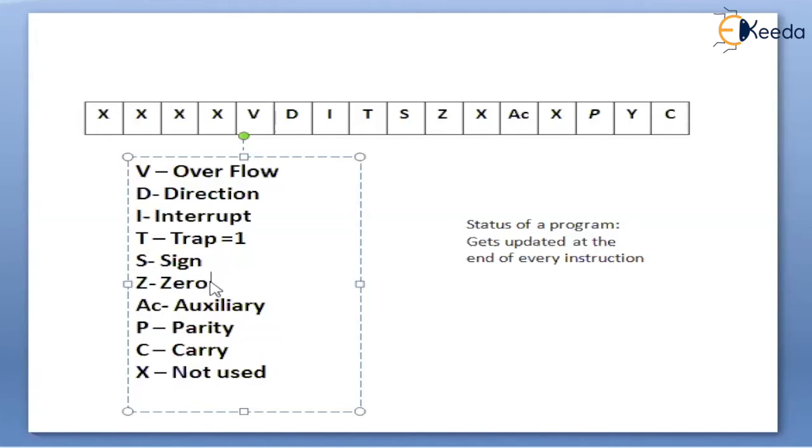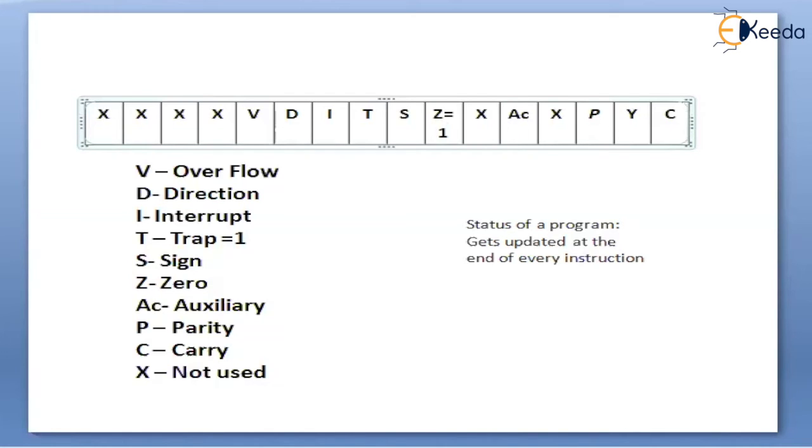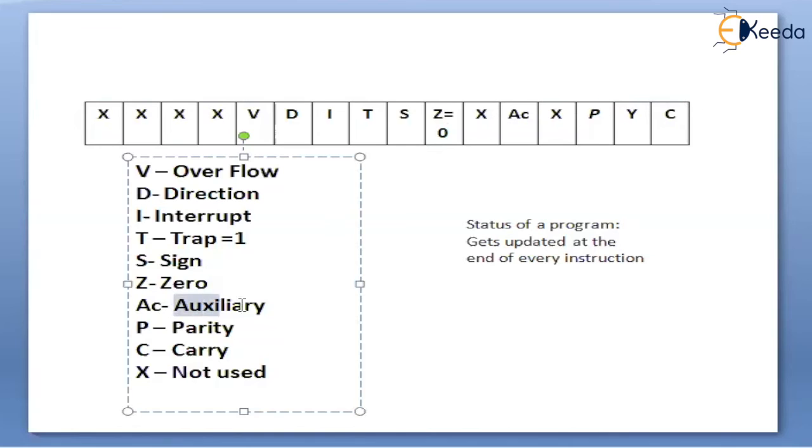If the output of the ALU is 0, then the zero flag is equal to 1. If the output of the ALU is non-zero, then the zero flag will be equal to 0. That is, if the zero flag is equal to 1, then what does it mean? The output of the ALU is 0. If the zero flag is equal to 0, that means that the ALU has some output which is not equal to 0. Okay. Auxiliary flag. What is auxiliary flag?